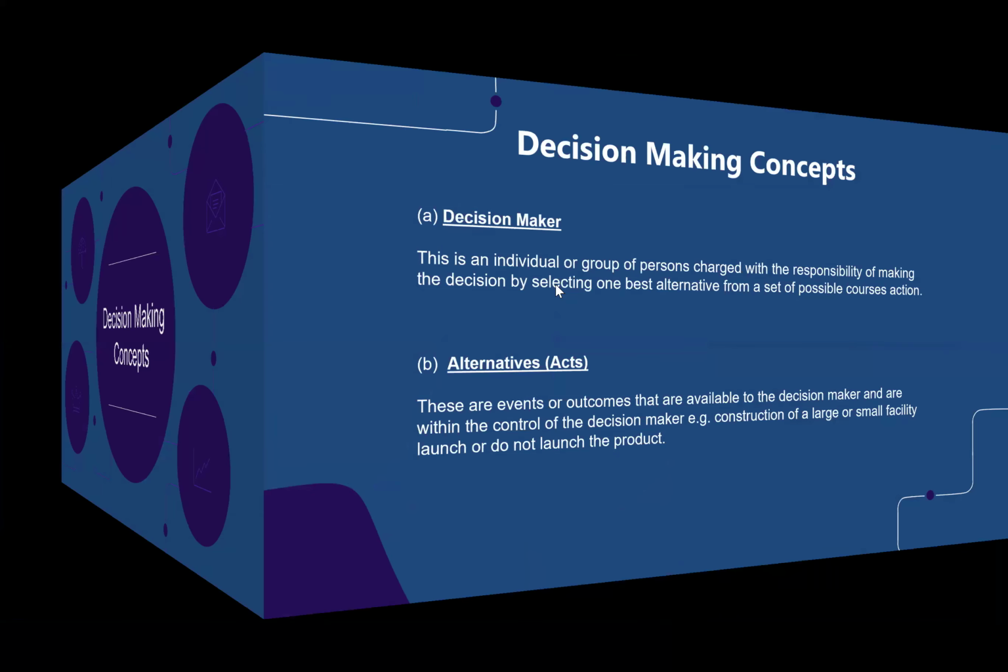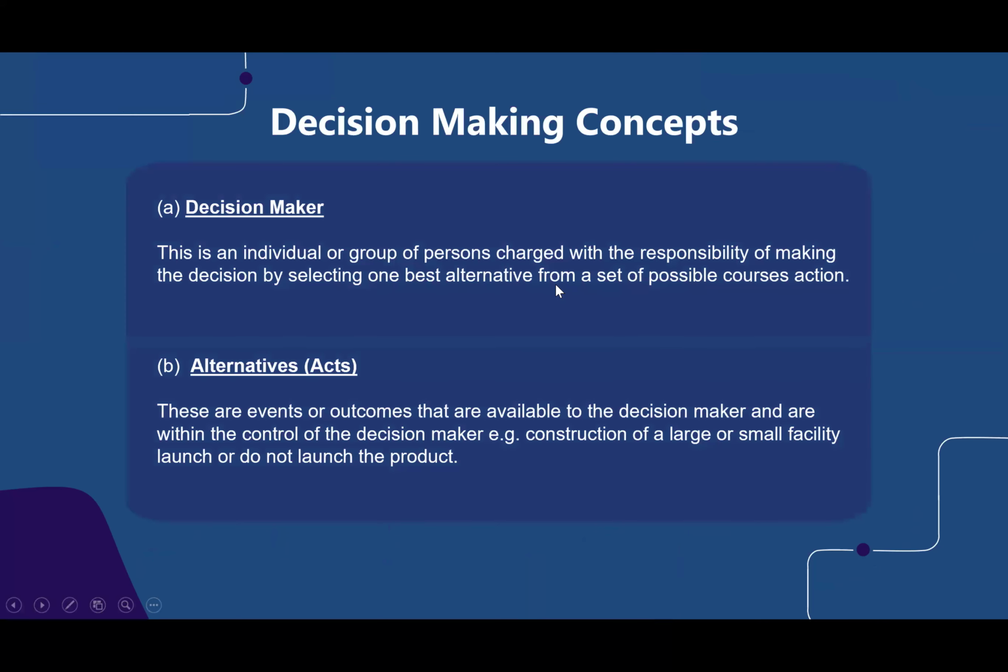And here we have several key terms, like the decision maker, who is the person charged with the responsibility of making the decision. Then we have the alternatives or the outcomes, which are events that are available to the decision maker and are within the control of the decision maker. So something that is within your own what? Your own control. Those are the alternatives.